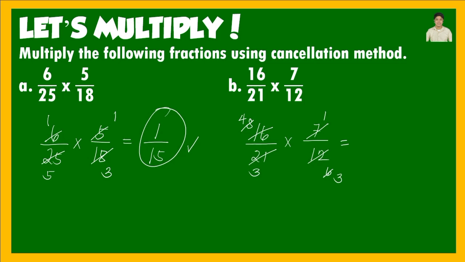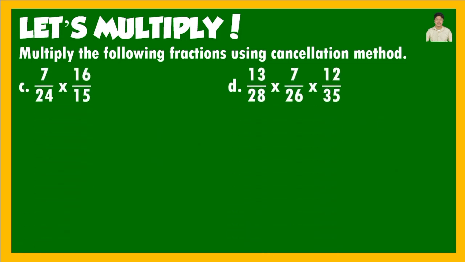So, now, let us multiply the remaining factors. So, 4, ito, multiply by 1, will have 4. And then 3 times 3 will have 9. So, our answer is 4 over 9, which is in simplified form already. So, let's have another example. The 7 over 24 times 16 over 15. So, sulat natin dito.